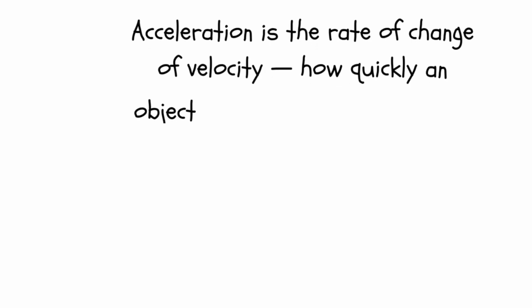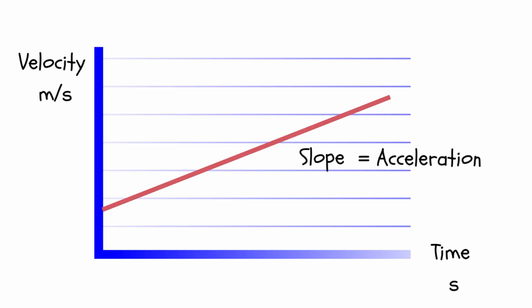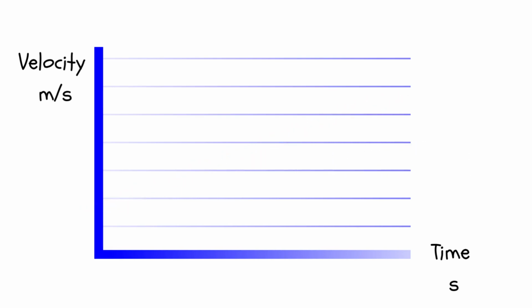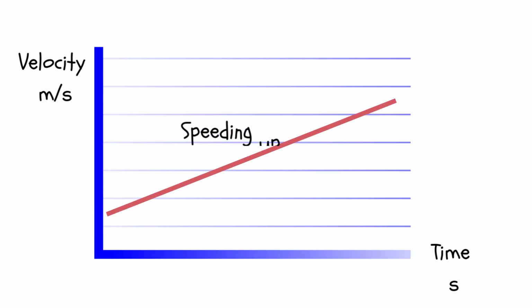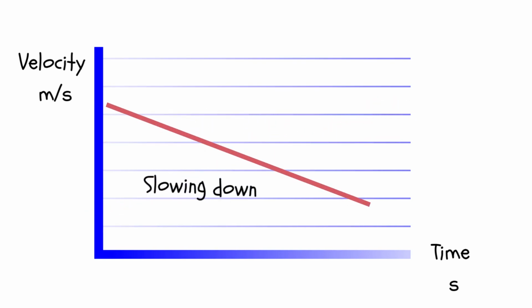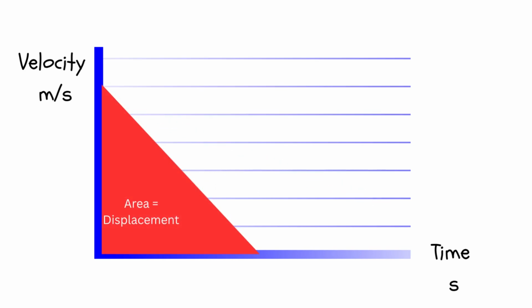Acceleration is the rate of change of velocity, how quickly an object speeds up, slows down, or changes direction. On a velocity time graph, the slope of the line shows the acceleration. A horizontal line means constant velocity. A positive slope means speeding up. A negative slope means slowing down. The area under the line represents displacement, the total change in position.